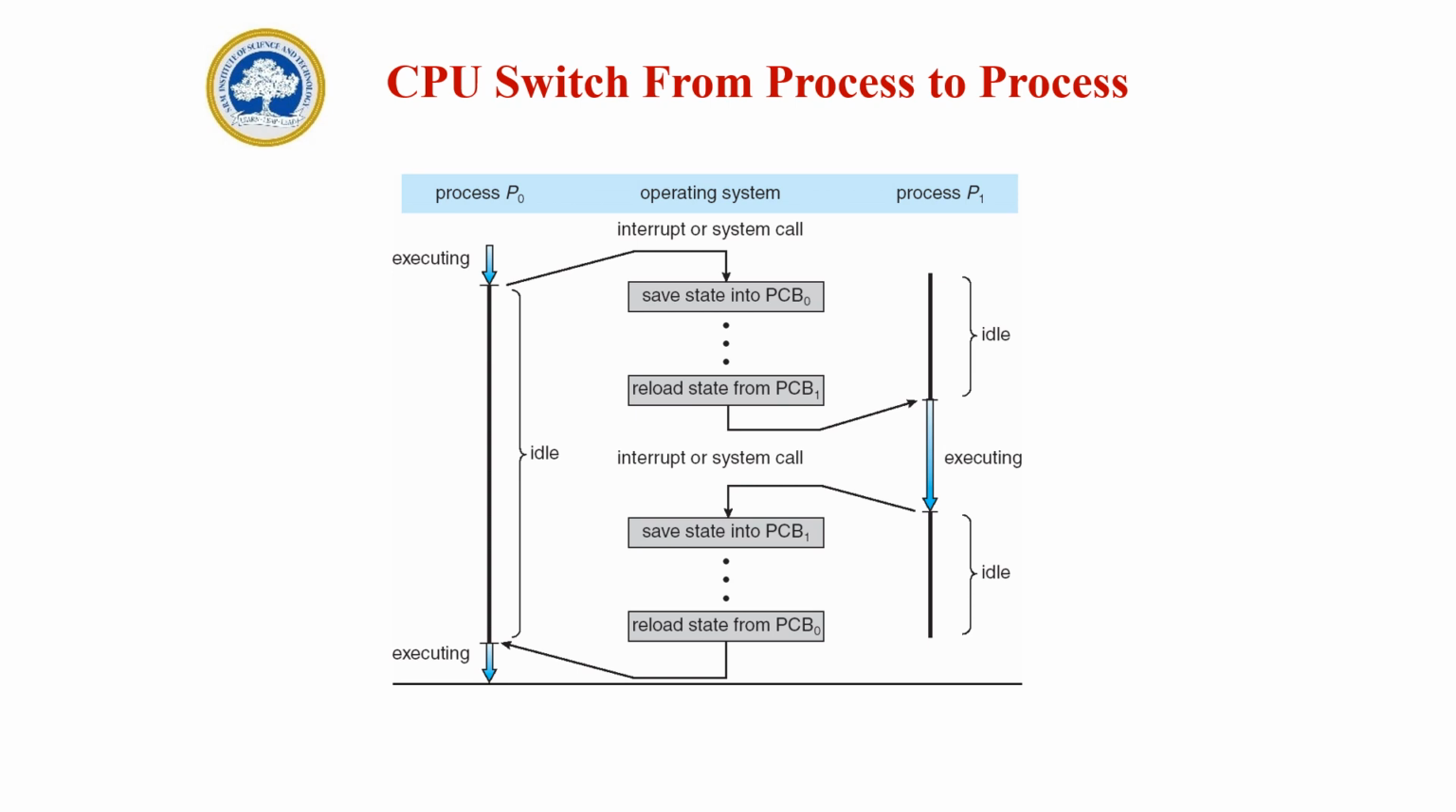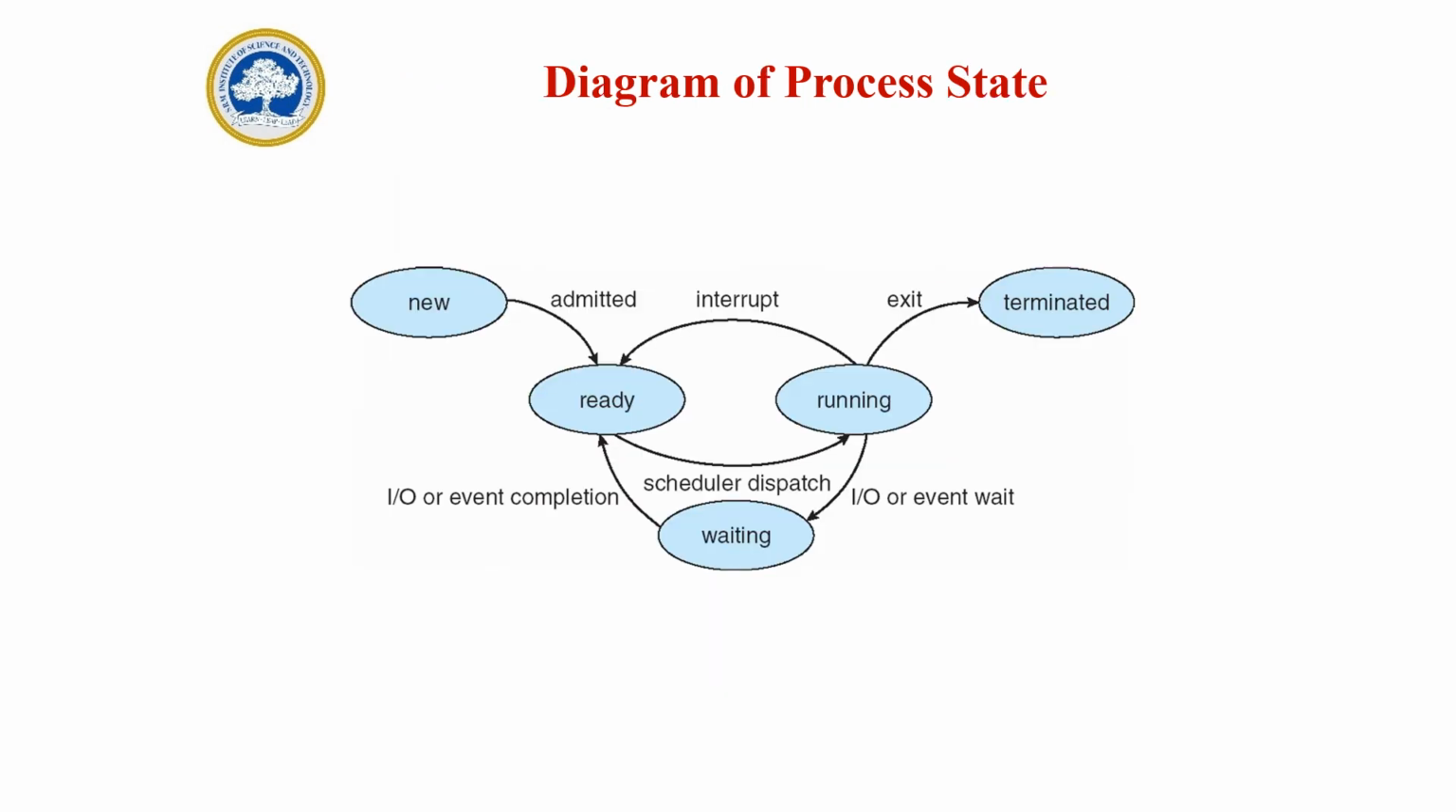Okay, so this is the movement of the processor from one process to another process. This movement from one process to another process is called what? CPU switch. So next we are coming to the process states.